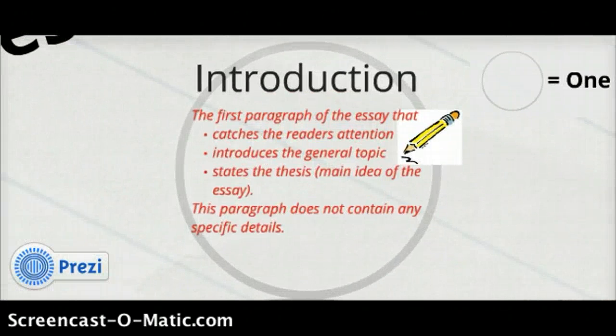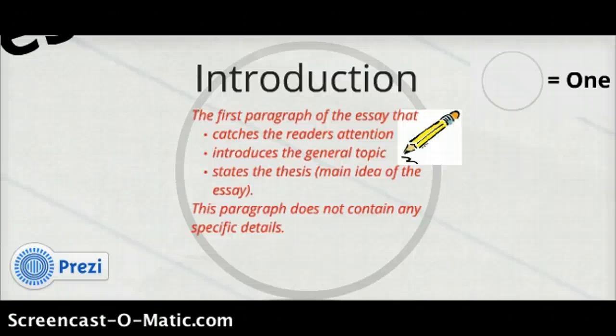The introduction is that first paragraph of the essay. Its job is extremely important because without a good introduction, you're not going to catch your reader's attention. And so that's one of the jobs of the introduction, to catch the reader's attention. You also want to introduce the general topic, but without any of the specific details that are going to show up later in the body of the essay.